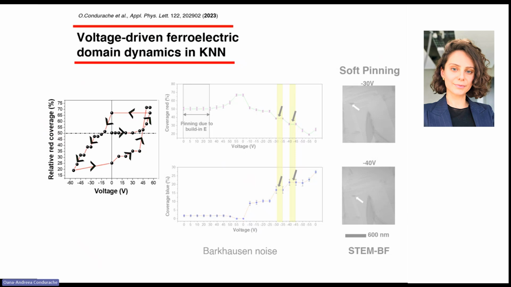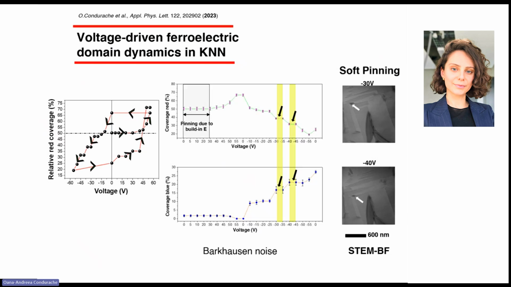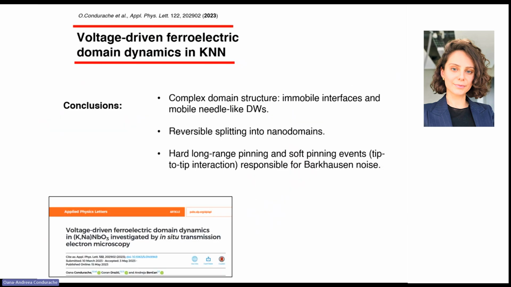And so if one will plot the relative coverage of one domain as a function of voltage, what we get is something that resembles a macroscopic hysteresis loop because the coverage is proportional to the polarization. And looking closely, there are different steps in this hysteresis loop. They are known in macroscopic measurements as Barkhausen or crackling noise. And in this case, we could directly associate them to soft pinning events of when 2 needle-like tips that are perpendicular meet.